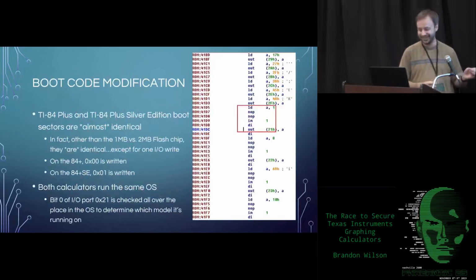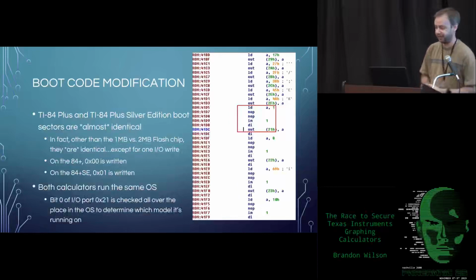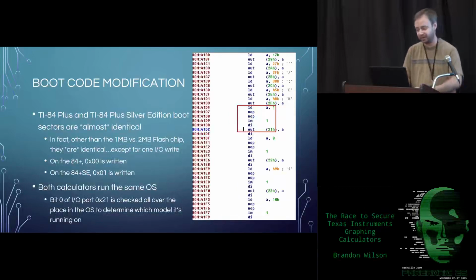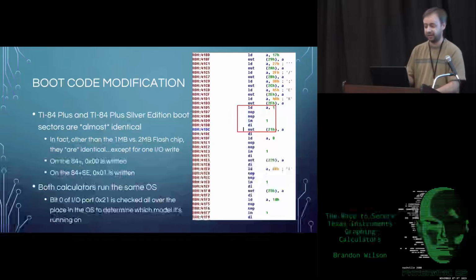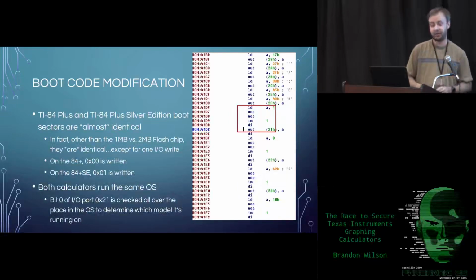It actually gets better. Another big discovery in the community, and another nail in the coffin in the security of this, has to do with modifying what should be read-only boot sectors. One thing I noticed is that the TI-84 Plus and 84 Plus Silver Edition boot sectors are almost identical. In fact, other than the fact that the first one has a 1 megabyte flash chip and the other one has a 2 megabyte flash chip, they are identical calculators in every way, except for one little I/O write in the boot code. When the calculator is first booting and initializing hardware in I/O, it writes either a 0 or a 1 to I/O port 21.